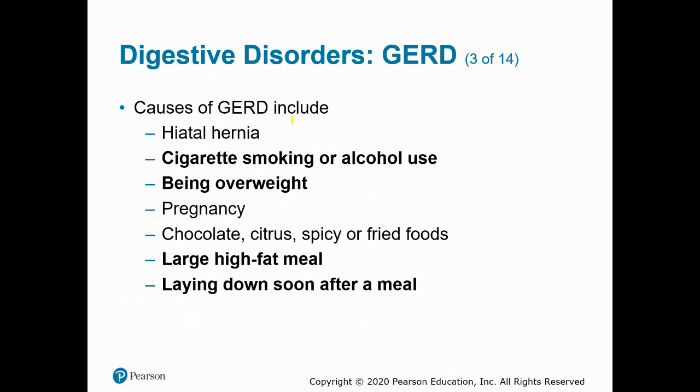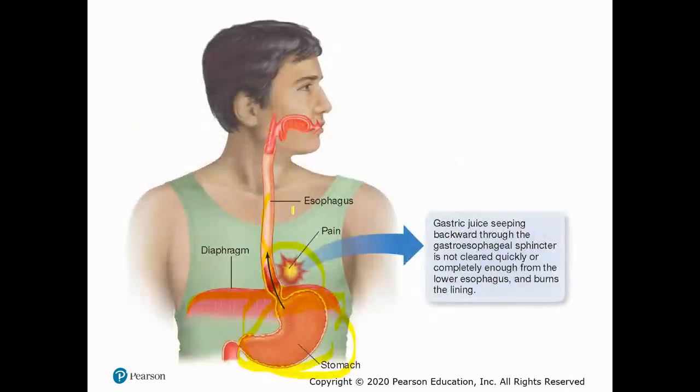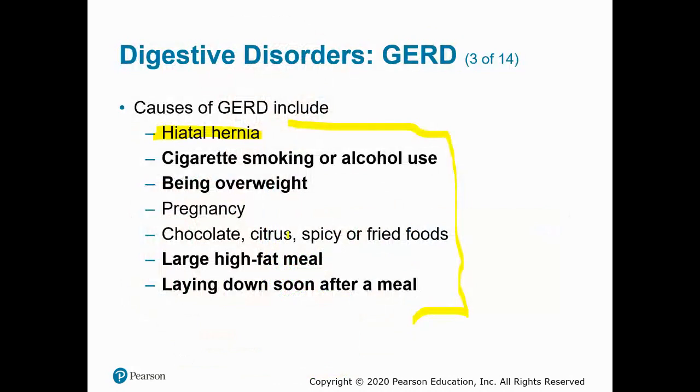Causes of GERD. A lot of these, again, are behavioral. These are choices we make. The only one that isn't is having a hiatal hernia, right? Where you have an outgrowth of the stomach that actually passes through the diaphragm. That can hurt, right? So then you're getting pain in that region because of that hernia, pain in the heart region.